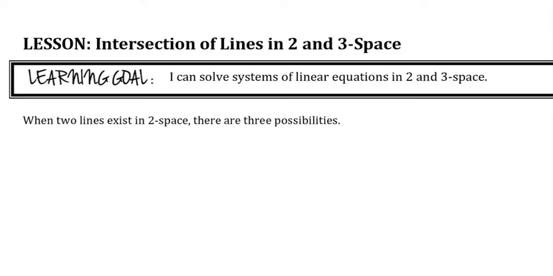The first part of this lesson today is going to be review of grade 10. So, tell me, when we're solving a system of equations, two lines in two space, there are three possibilities. What are they? What's one of them?